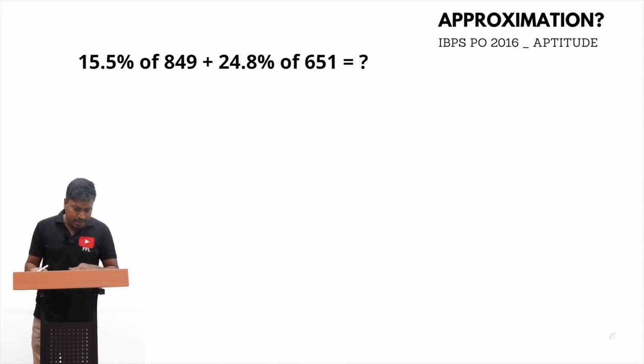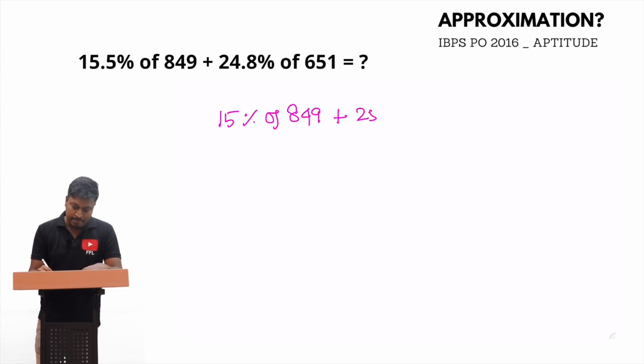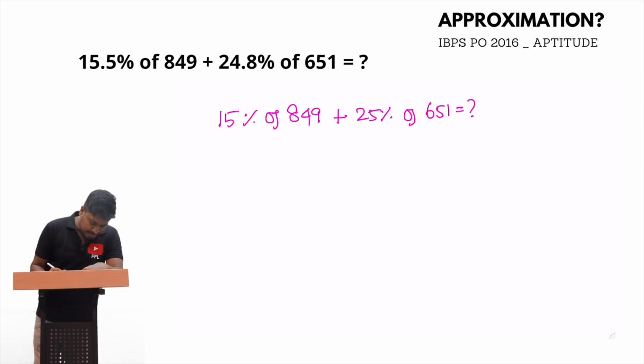So 15.5 percentage of 849. So just look at the options: 295, 330, 260, 375, 220. There is a huge difference in the numbers, so we can directly write this as 15 percentage. So 15 percentage of 849, or else you can take this as 850. Right? So plus 24.5, this can be written as 25 percentage of 651 is equals to question mark.